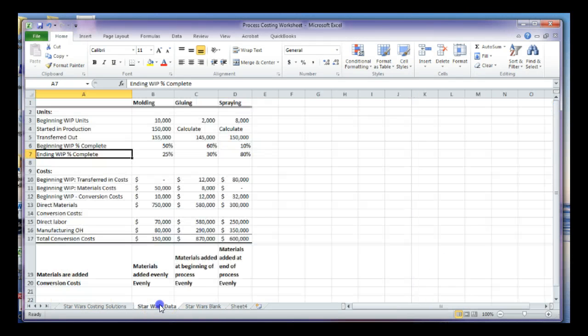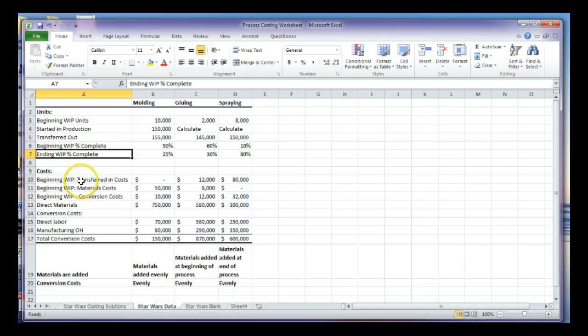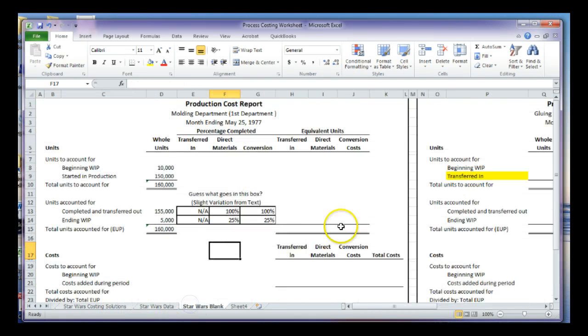I'm going to just double check my numbers. Yes, 25%, 25%. We're good here. Now, if the materials were added at the beginning of the process, that would be 100%. If conversion cost was added at the end of the process, it would be 0%. If it was added halfway through the process, we'd look up here and figure out our beginning was 50% complete. Don't have to worry about it. Okay. Transferred in is going to be 0, again, because it's the first process in line.